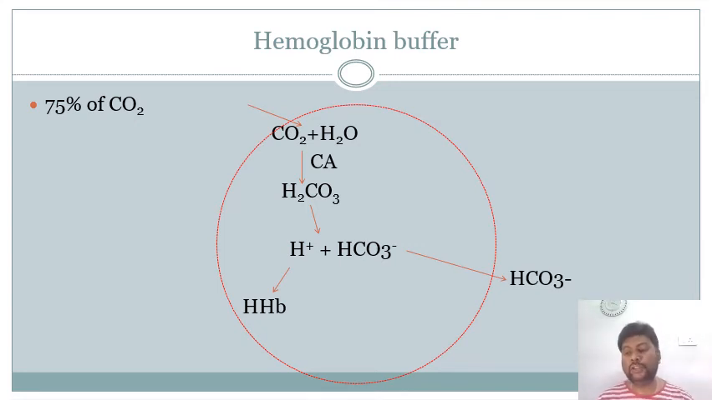For every bicarbonate thrown out, to maintain electrical neutrality, one chloride will enter the RBC. This is called the chloride shift. This is how hemoglobin helps in buffering the H+ ions produced from the carbonic acid. Now this RBC, which has buffered the H+ ions, will go to the lungs. In the lungs, what will happen?